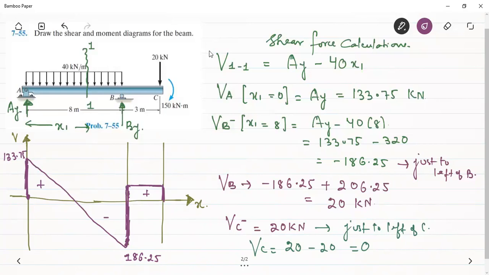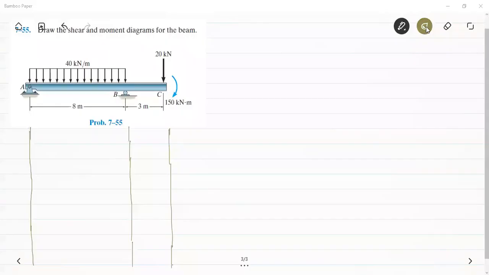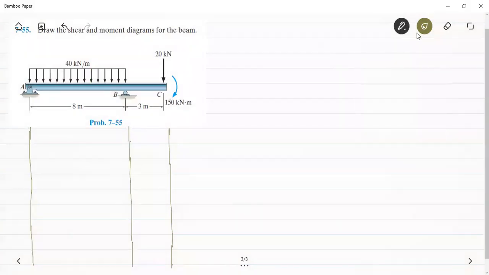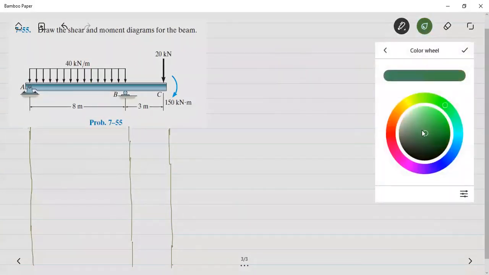One important point here is that we can see that there is a point. Let's name it as D. D is a point of zero shear force. So we can see that this is a point of zero shear force. So now let's go for the bending moment calculations.